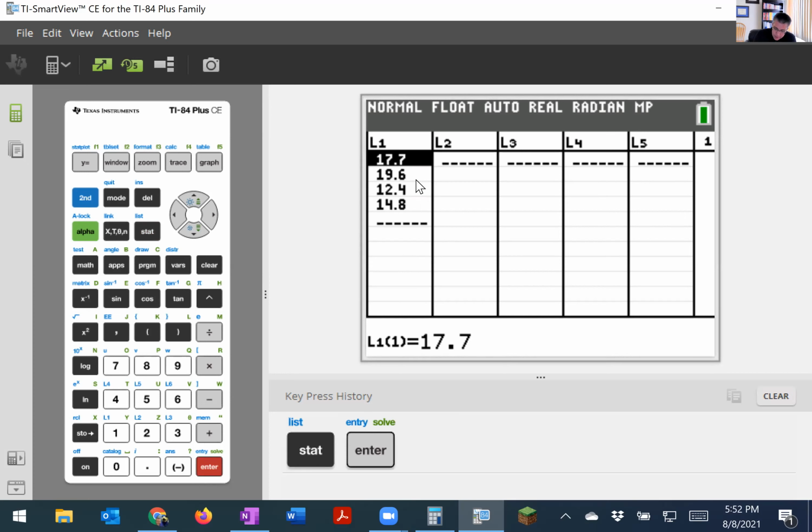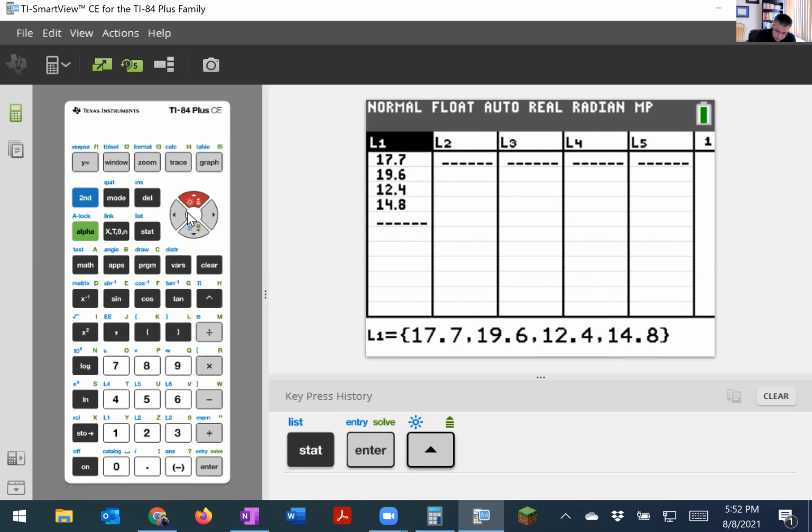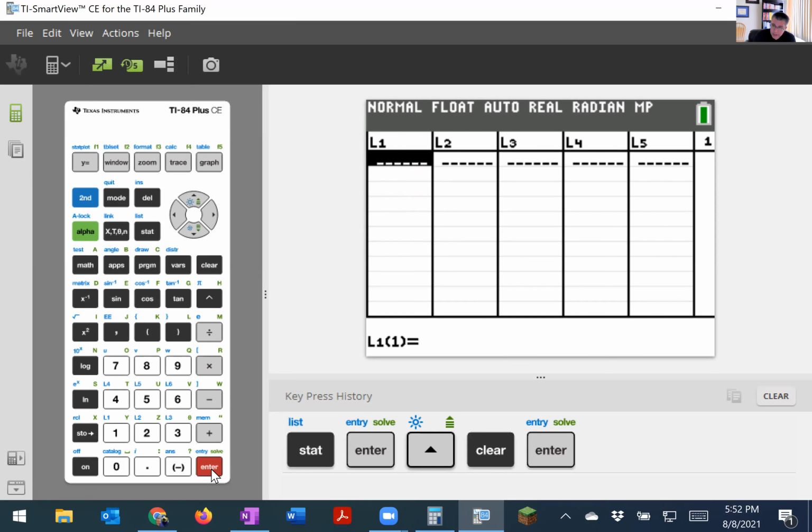If I want to clear the values, if there's values in your column already for L1, just arrow up and hit clear, and then hit enter. Don't hit delete, because that will delete the whole column, and I don't want to delete the column from view. Then I'm going to put in my values. So if my values are like before, 35, I'm going to put in 35 and then click enter.